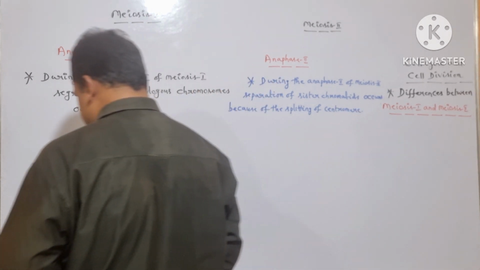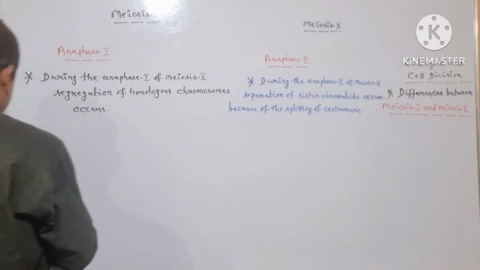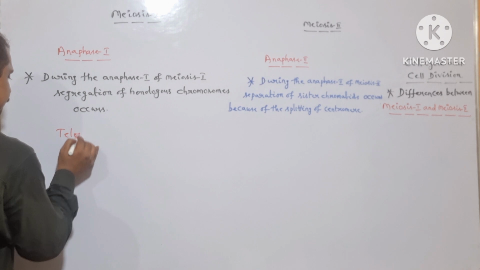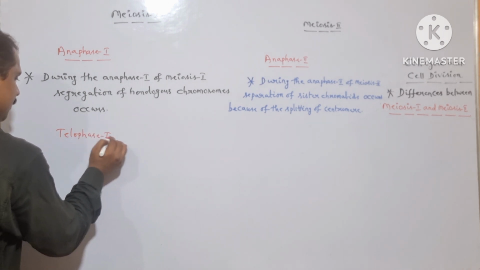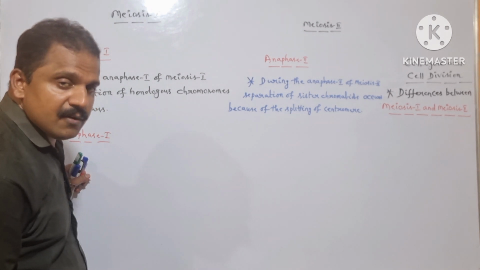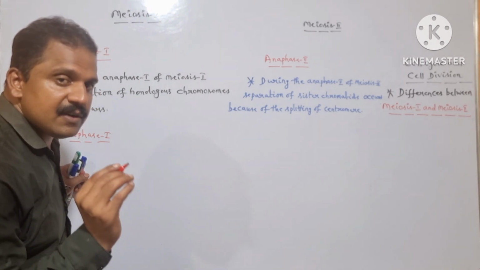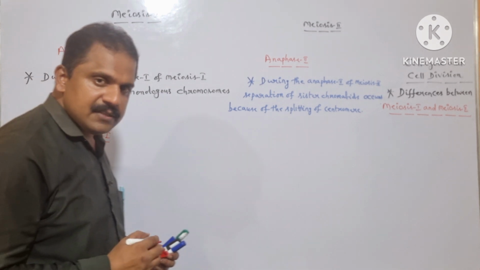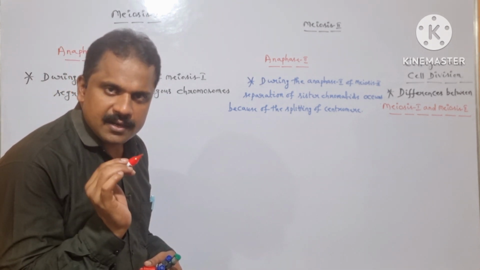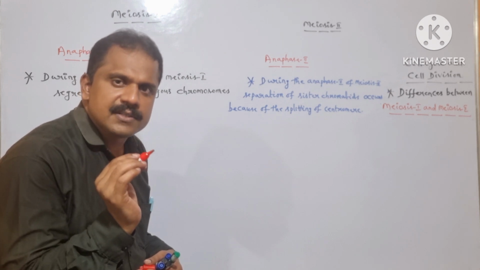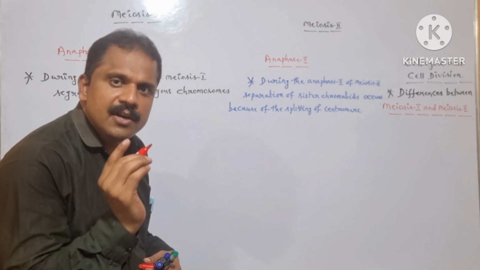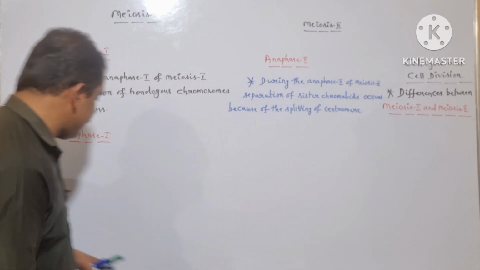And during the telophase 1 of meiosis 1, right? During the telophase 1 of meiosis 1, once the specific homologous chromosomes undergo segregation and reach the spindle poles, nuclear envelope formation occurs. After the successful formation of the nuclear envelope, at the end of telophase 1, we can observe two daughter cells. Is it clear?